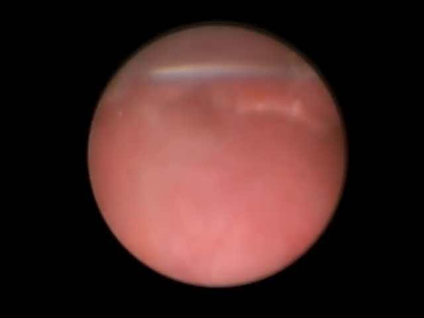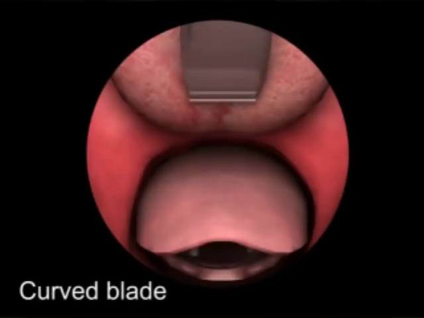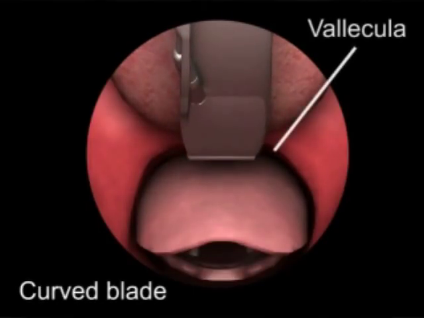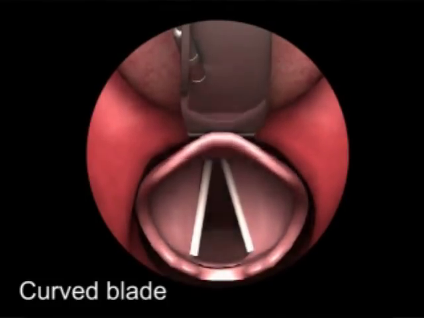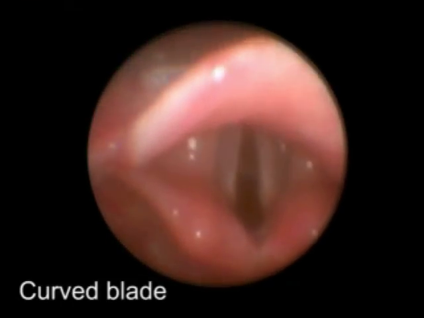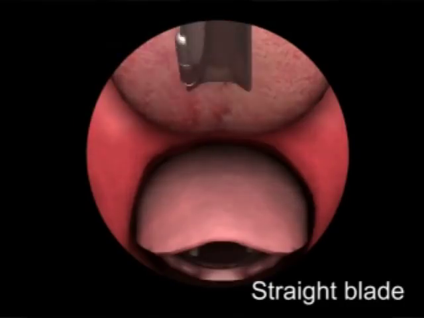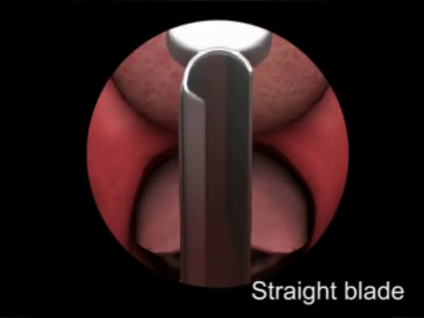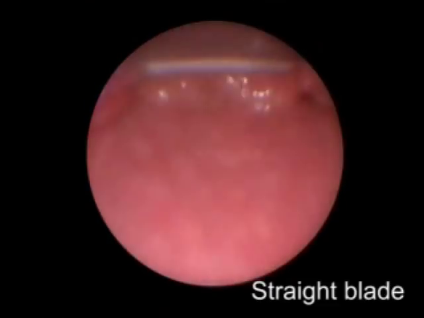Visualize the epiglottis. Ideal placement of the laryngoscope blade depends on whether a curved or straight blade is used. Place the tip of the curved blade into the vallecula between the base of the tongue and the epiglottis, and lift anteriorly to expose the vocal cords. When using a straight blade, place the tip of the blade just past the epiglottis and lift anteriorly to expose the vocal cords.